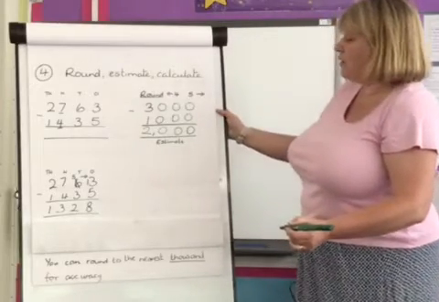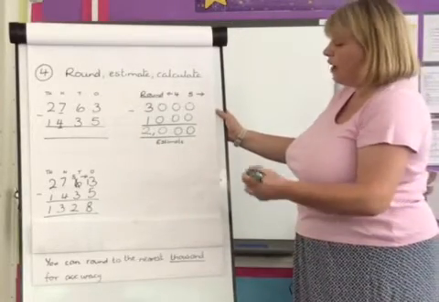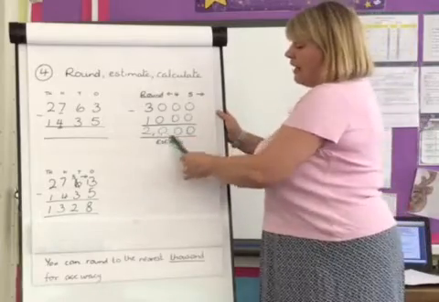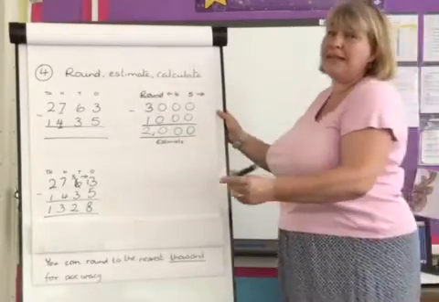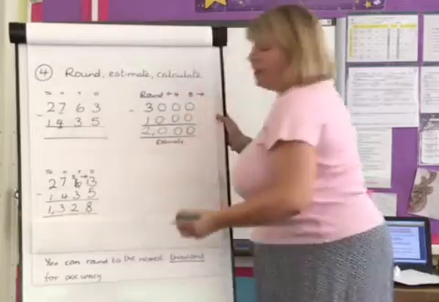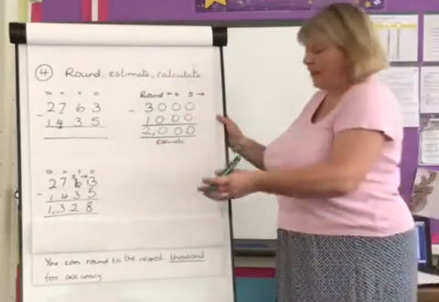So we have a look at that and we say, right, so we've got, it's a bit less than 2,000, but it's in the right area. It's not 200 and it's not 20,000.